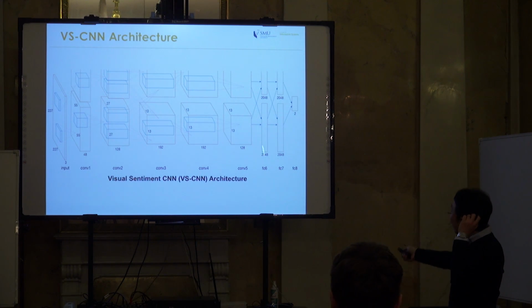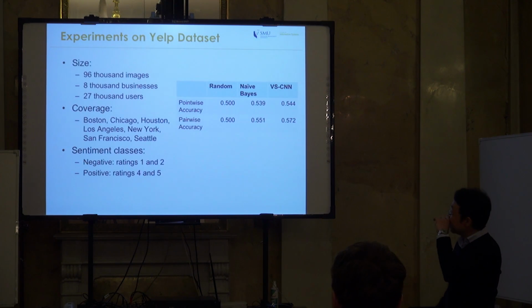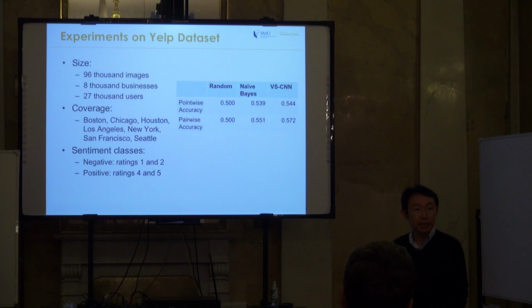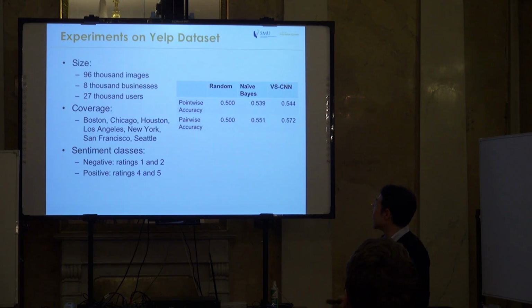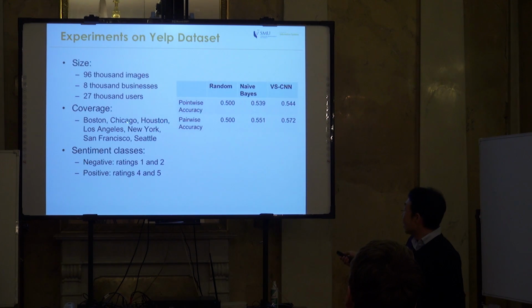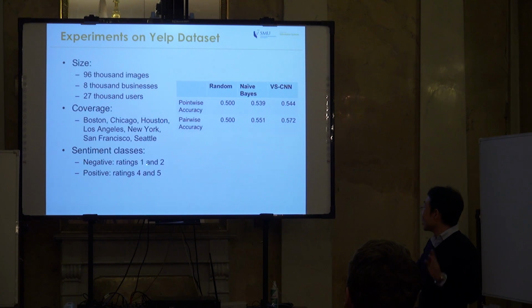Now, we run this on data that we get from Yelp, which is a restaurant data set of restaurant reviews. We go to 7 cities in the US to collect the data, and we predict 2 classes. The ratings go from 1 to 5, so we assume that 1 and 2 mean negative and 4 and 5 mean positive. We ignore the 3 because the 3s are ambiguous.